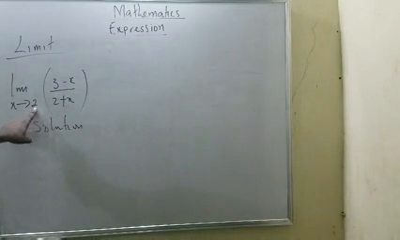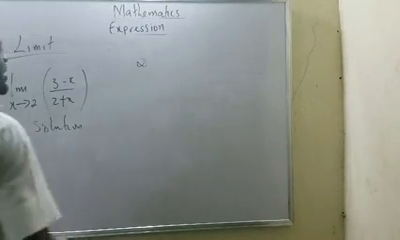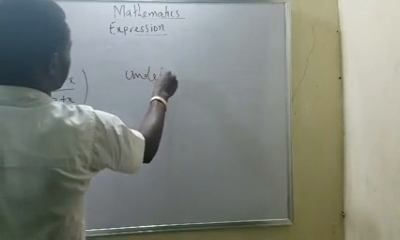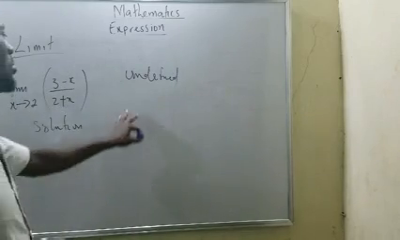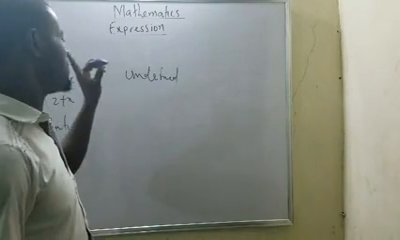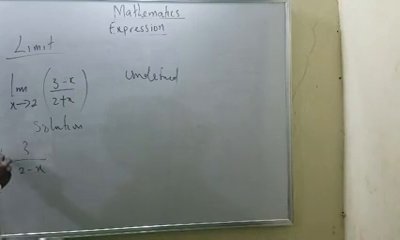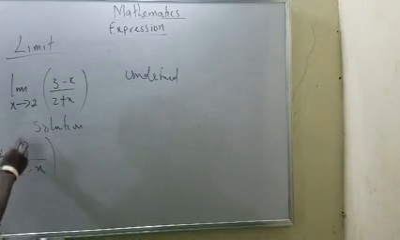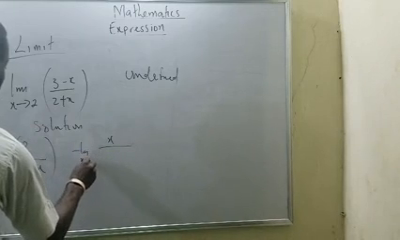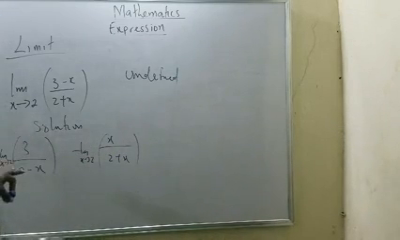See, this is tending to 2. If I put 2 here, can I get something like this, undefined? Now, if I get undefined, it means I want to think of many things to avoid undefined. One of those things I can think of is to say limit of x tends to 2 of 3 minus x, all divided by limit of x tends to 2 of 2 plus x. Now, these are some of the things I can think of.